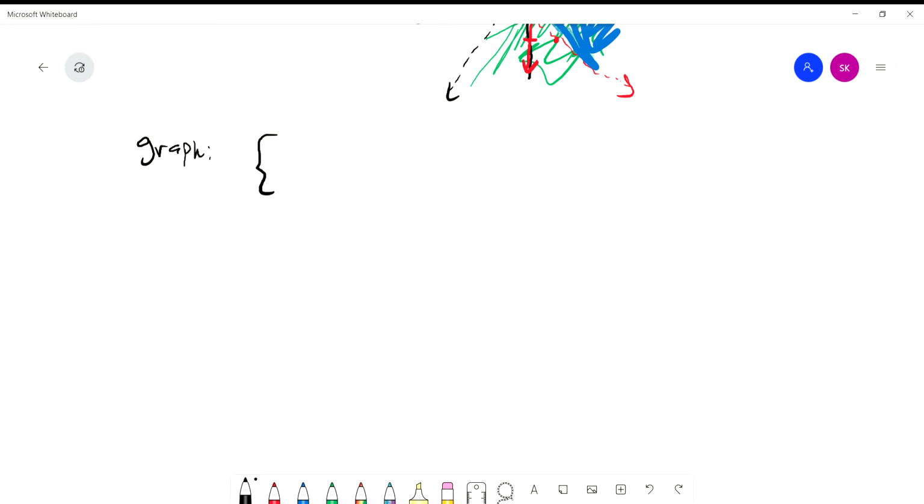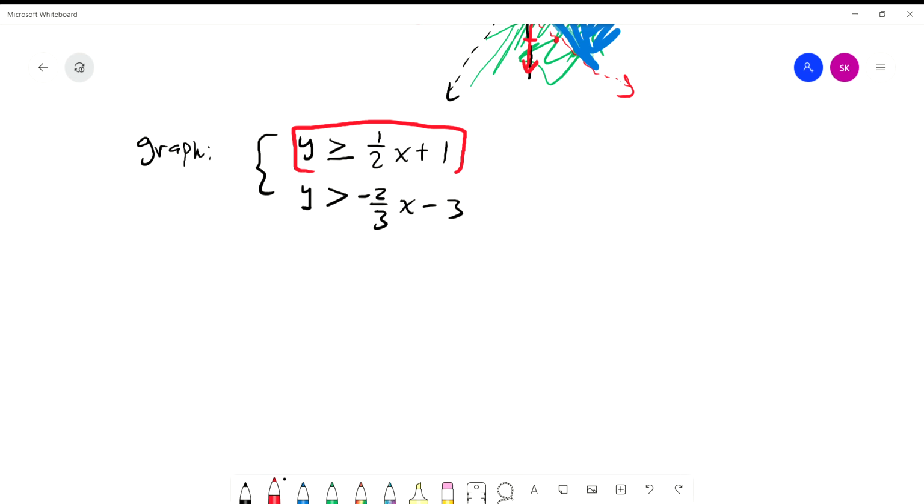Let's do, say, y is greater than or equal to 1/2 x plus 1, and y is greater than negative 2/3 x minus 3. Okay. Then, the first thing that I want to do is just pick one of these and graph it first. So I'm just going to start with that guy, right?